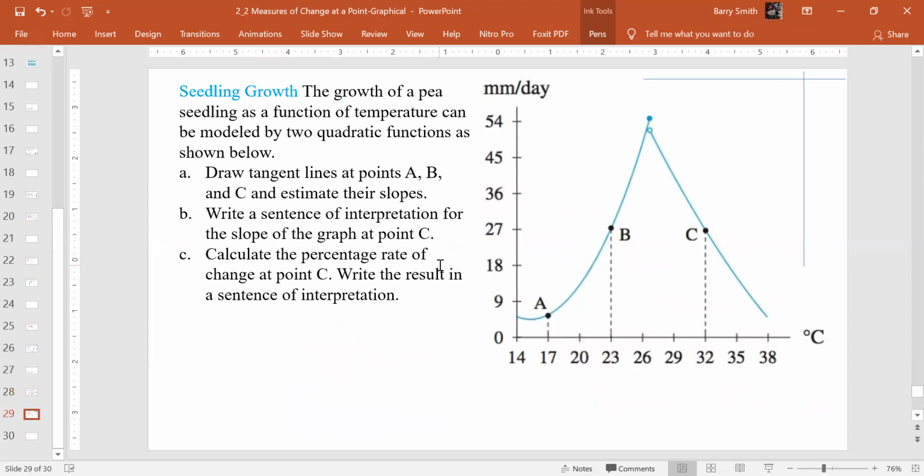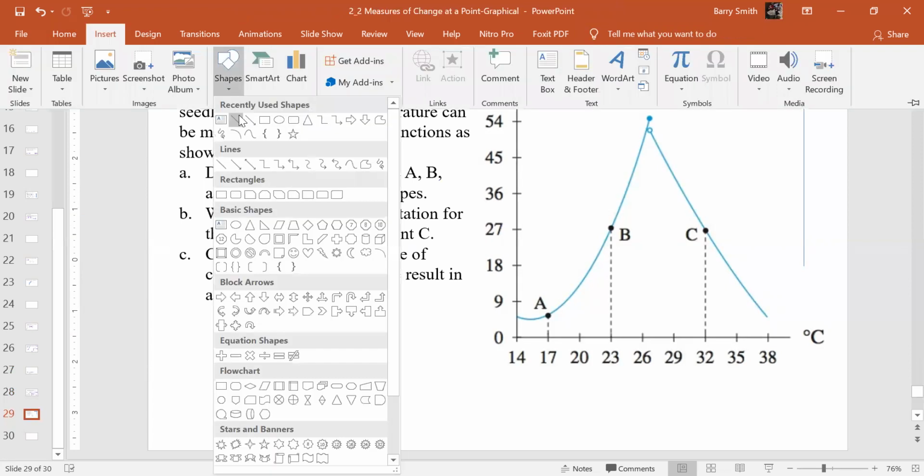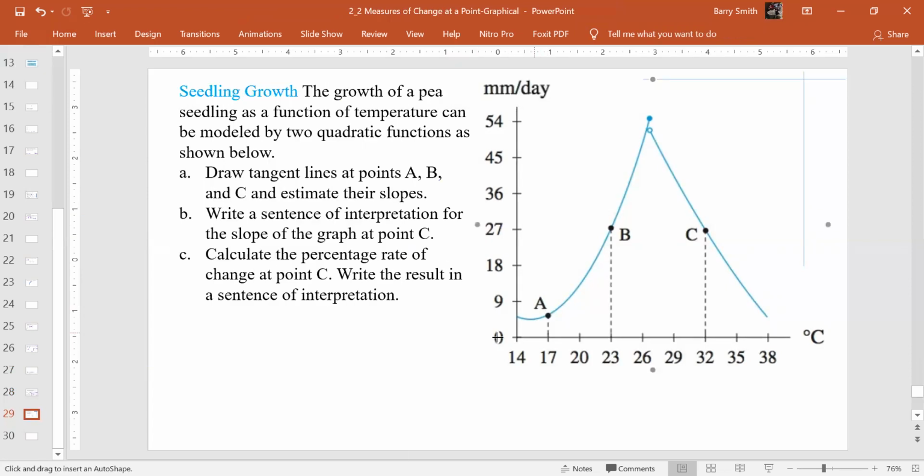All right, so this one says the growth of a pea seedling as a function of temperature can be modeled by two quadratic functions. So, we have quadratic here, and this one probably is coming down and doing something like this. So we're drawing tangent lines at A, B, and C and estimating their slopes. Write a sentence of interpretation for the slope of the graph at point C and calculate the percent rate of change at point C. All right, so let's go ahead and draw those tangent lines.